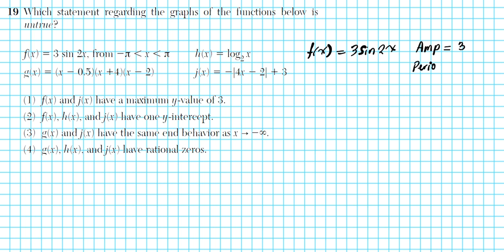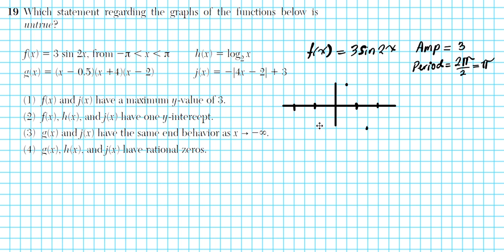The period is 2 pi over b. The b value is 2, so 2 pi over 2 is pi. So one complete cycle would be pi radians long. Okay, that's enough information for us to sketch the graph. We're going from negative pi to pi. So let's draw the graph. This is pi over 2, and then that's going to be pi. That's going to be a complete cycle. And then going in the other direction.